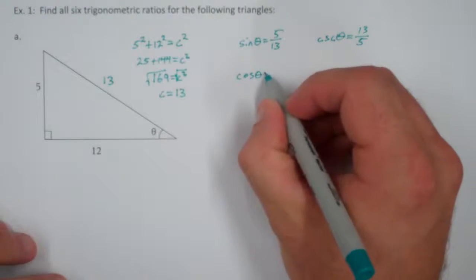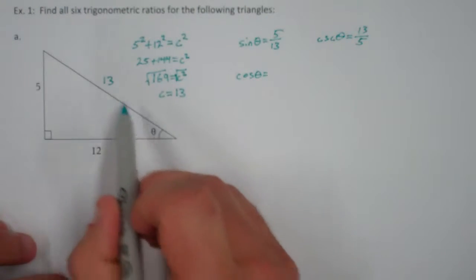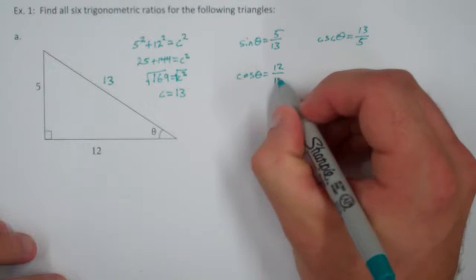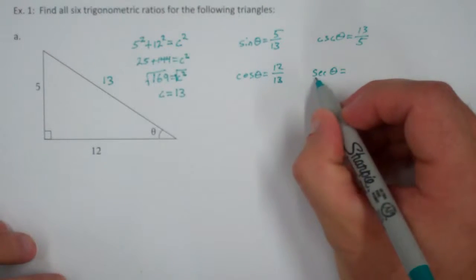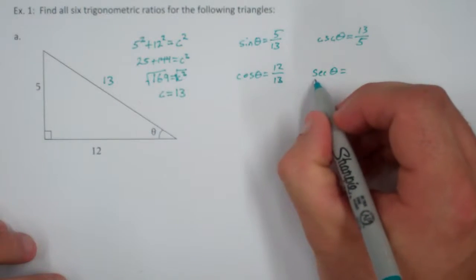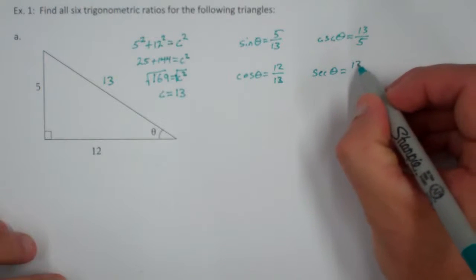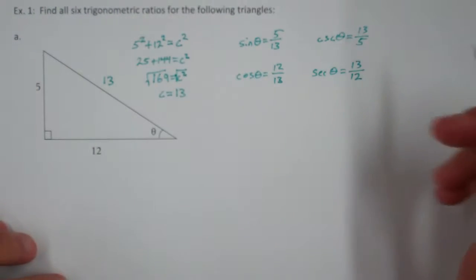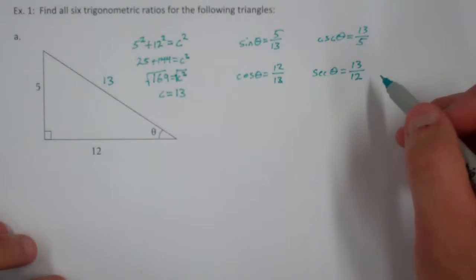The cosine of theta is going to be adjacent over hypotenuse, which is 12 over 13. Again, easy to do the secant here. Remember that the reciprocal functions will have different first letters, so we just take our cosine ratio and use the reciprocal there, flip it if you will. 13 over 12 will be the correct value.